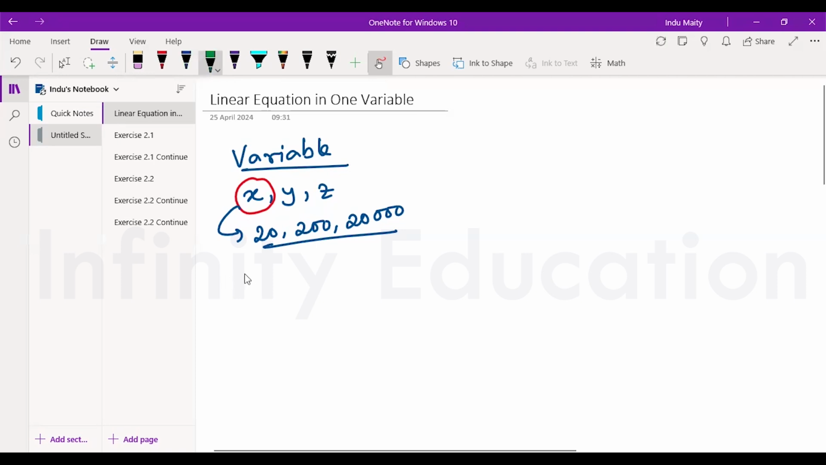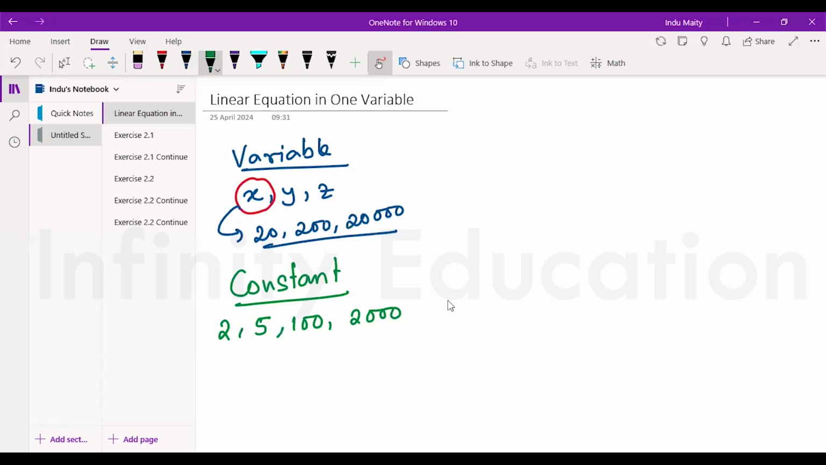Now, we should know the meaning of constant. So what is a constant? A constant is a value that is the same irrespective of place. Like 2 will be 2 every time, 5 will be 5, 100 will be 100, 2000 will be 2000. So the basic difference between a variable and a constant is that the value of a variable keeps changing from time to time, but the constant value will always remain the same.